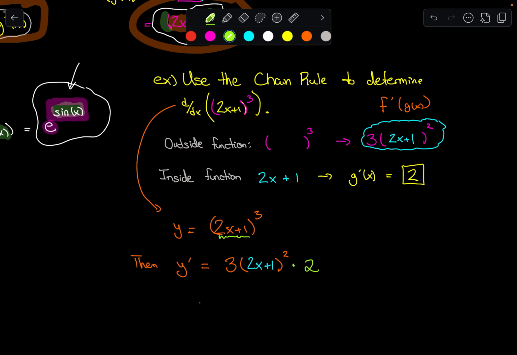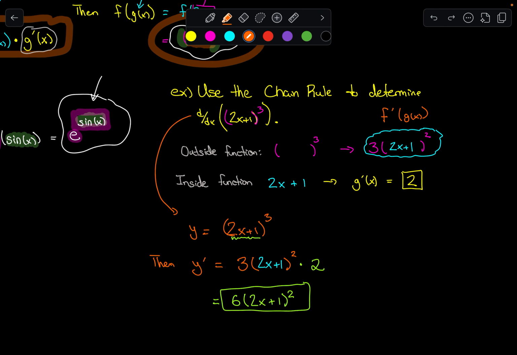And we can simplify this if you want, right? Because we have a 2 times 3, and so the final answer here would be 6 times 2x plus 1 squared. And there's our answer, there's our derivative. Just as a friendly reminder, we can't multiply this 6 inside because it's guarded by this exponent of 2. Okay, so that's the chain rule again.